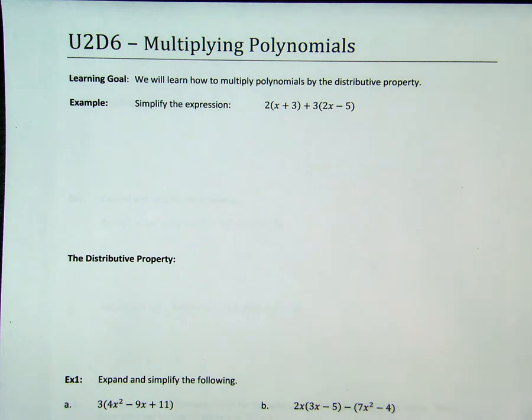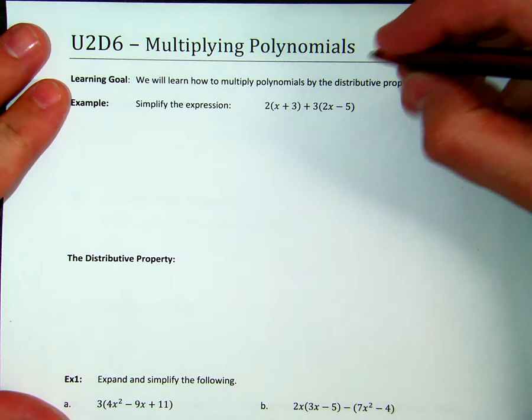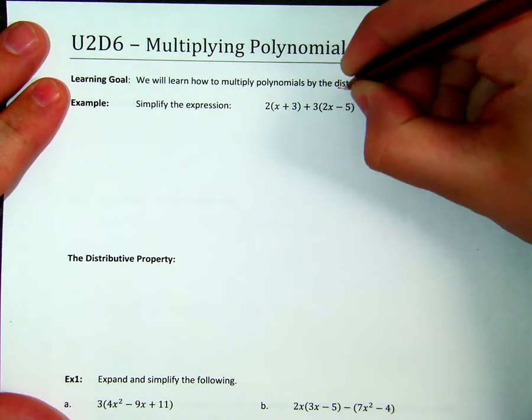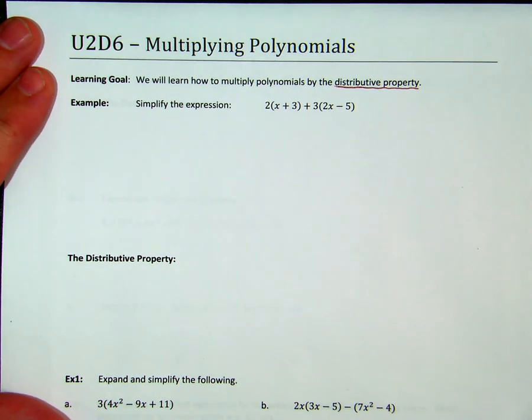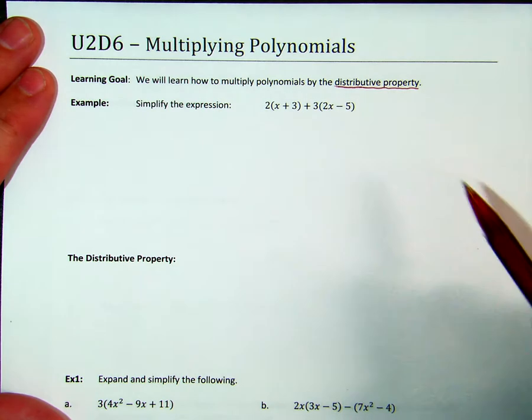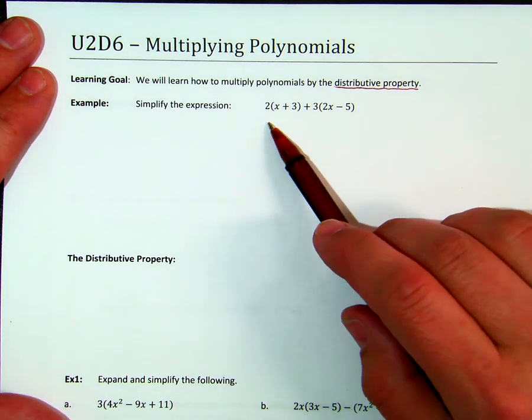Hello everyone. Today we're going to learn how to multiply polynomials by using the distributive property. That's going to be our main thing of learning today. What we're going to do first is go through an example not using the distributive property, of how we'd have to simplify something like this.